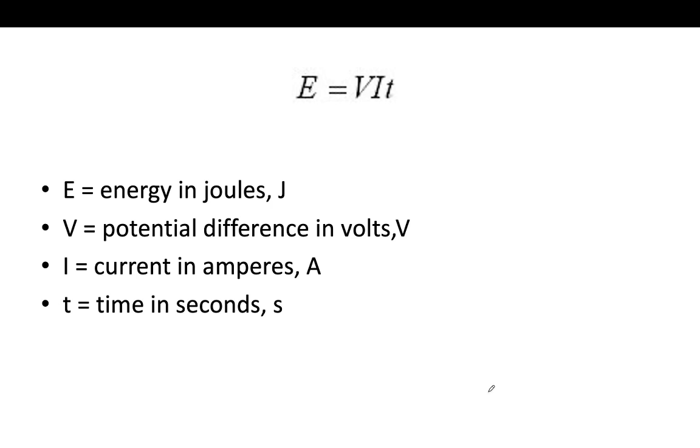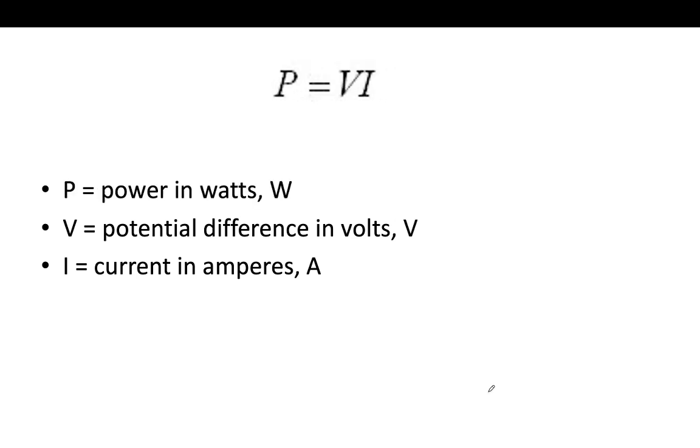Potential difference in the voltages, and I represents the current, which is always measured in ampere, while the last one, T, is for time, and it will be measured in seconds.